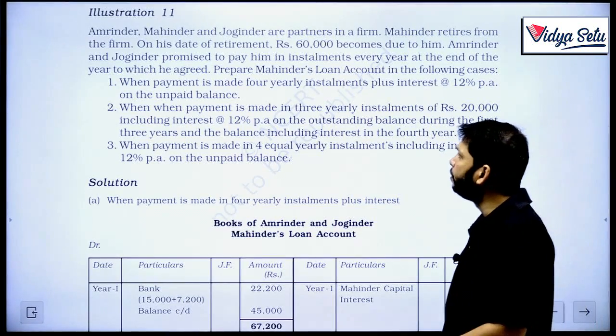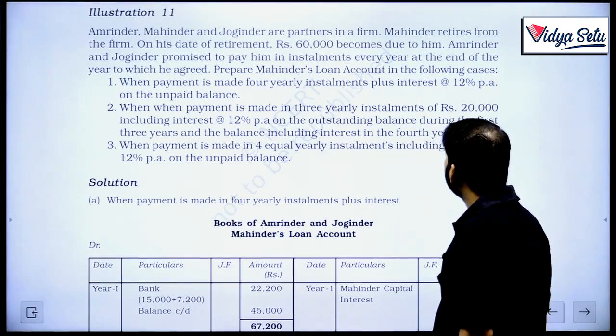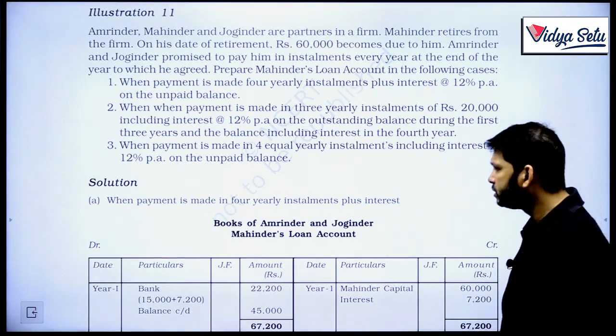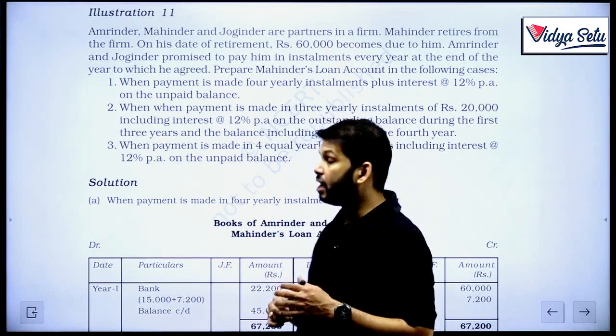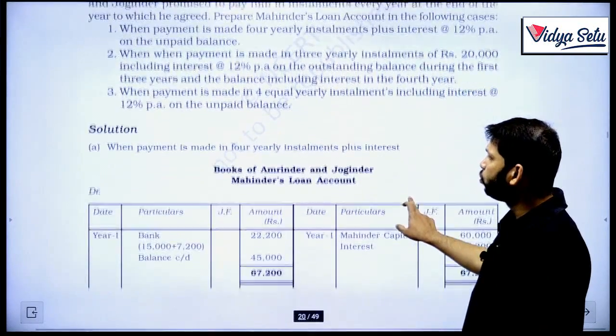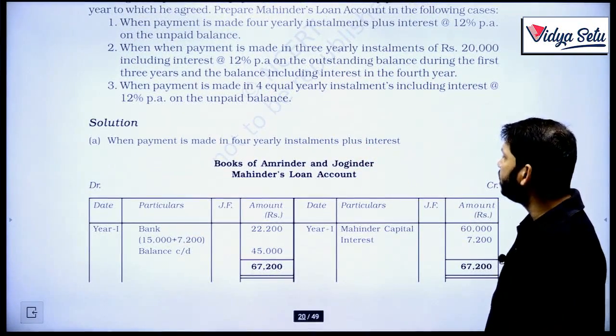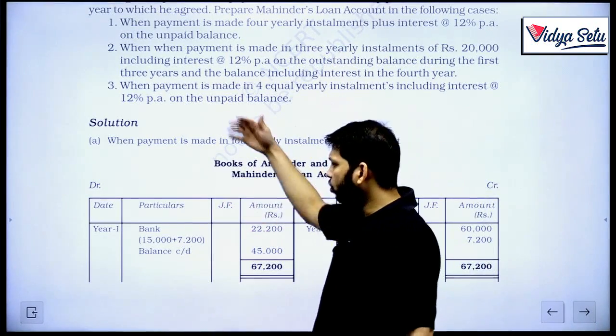When payment is made in 4 yearly installments plus interest at the rate of 12% per annum on the balance. So whatever they are paying, whatever is remaining, 12% per annum will be interest. So first case, let's look at when payment is made in 4 yearly installments. So what will happen in the capital? This is the loan account. Before the loan account, what will happen?